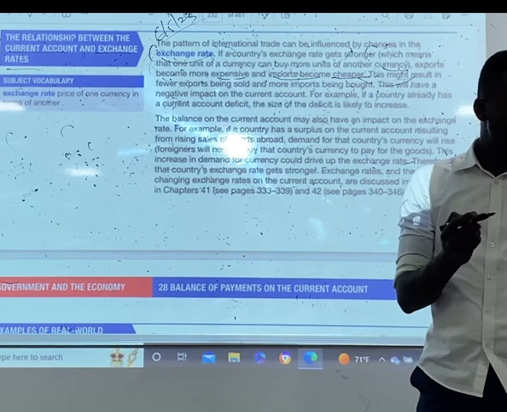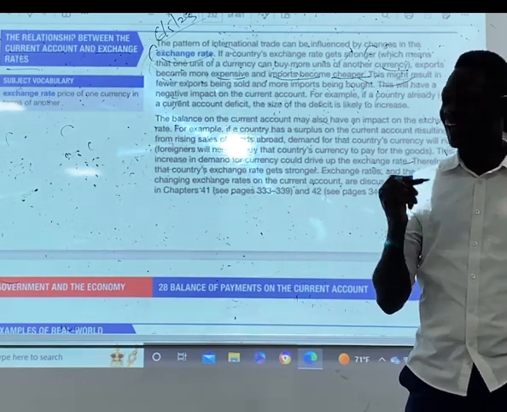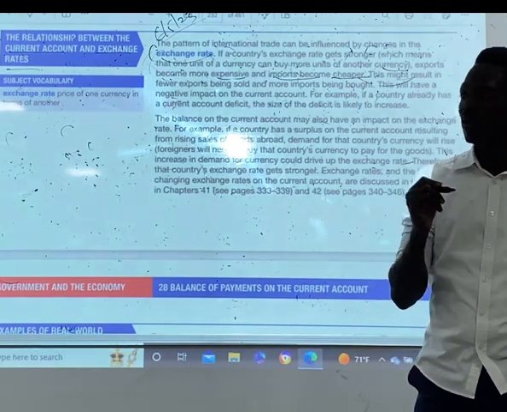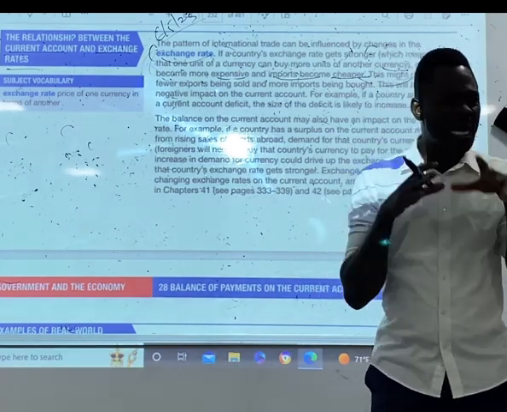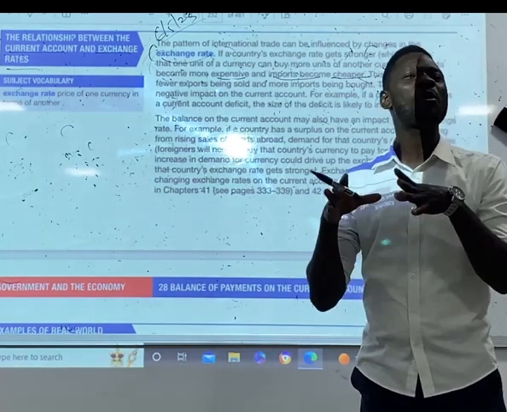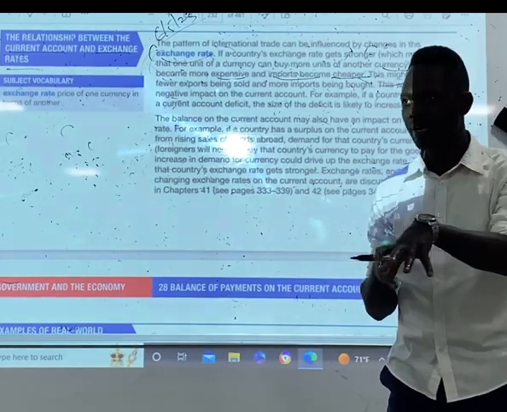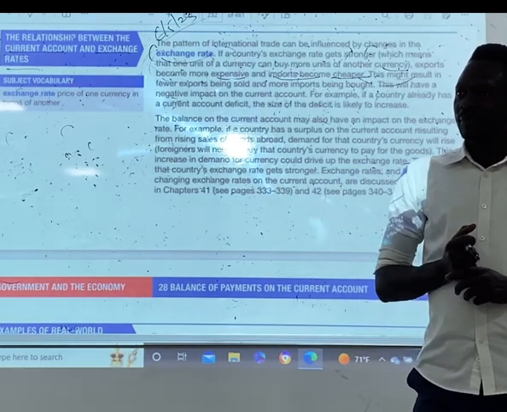So, in the other case, if the value of the dinars falls in terms of exchange rate, it makes you buy less of the dollars. At that point in time, your export becomes internationally competitive. You'll be able to export more because it is cheaper to export from Libya. Do we get it?